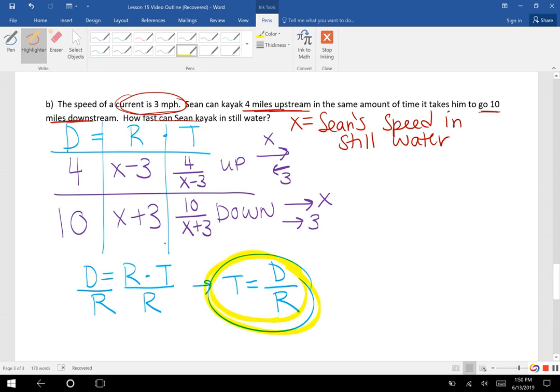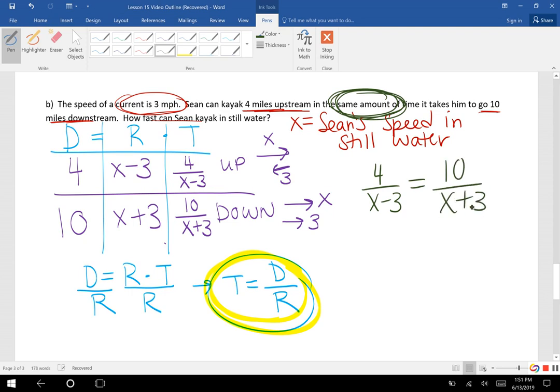All right, so finally, this is a lot of work just setting it up. The last piece of information we haven't used is this problem is telling us this is the same amount of time. It takes him the same amount of time to do both of these trips. And so what that means is we can just set our two times equal. 4 over x minus 3 has to equal 10 over x plus 3. And now this is an equation we can solve.